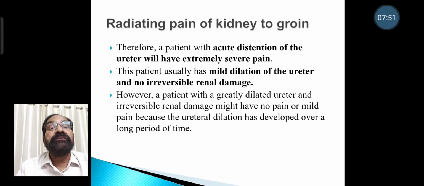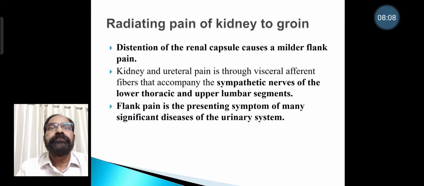However, a patient with a greatly dilated ureter and irreversible renal damage might have no pain or mild pain because the ureteral dilatation has developed over a long period of time. Distension of the renal capsule causes milder flank pain. Kidney and ureteral pain is through visceral afferent fibers that accompany the sympathetic fibers of the lower thoracic and upper lumbar segments. Flank pain is a presenting symptom of many significant diseases of the urinary system.